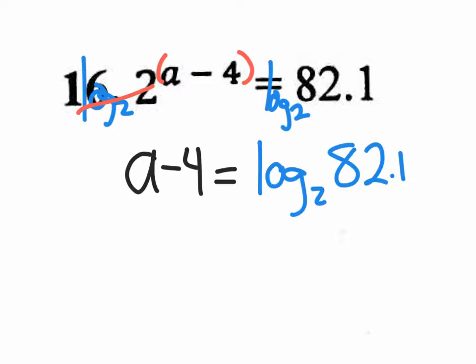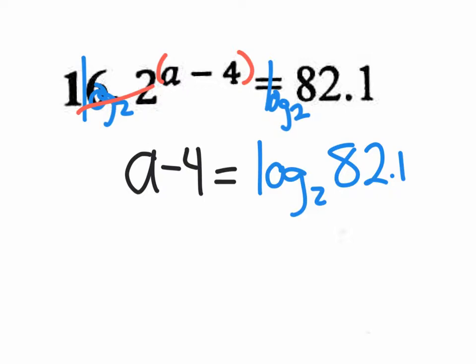So from here, you're going to use your calculator. Again, if you have the Casio, you could just type it in with that button, log base 2 of 82.1. You're going to get a crazy decimal. And then after that, you're going to have to add 4 because you still have to get rid of this minus 4. Or, of course, you could change the base with the other calculator.